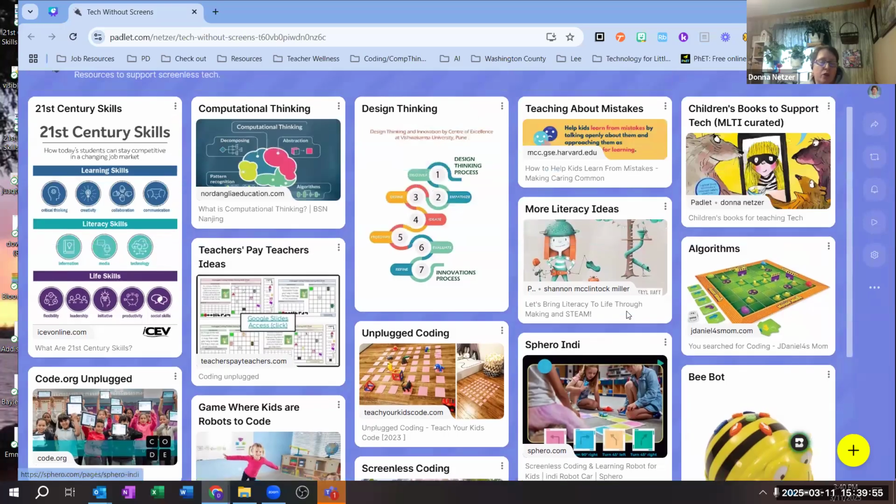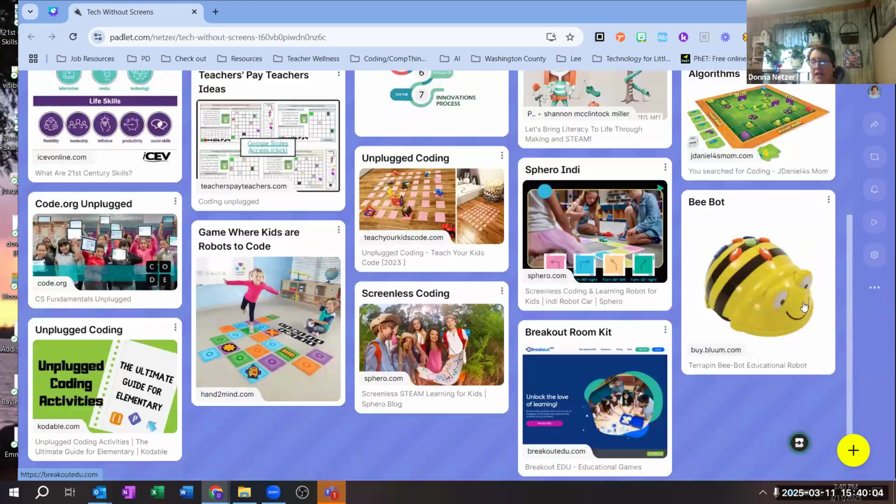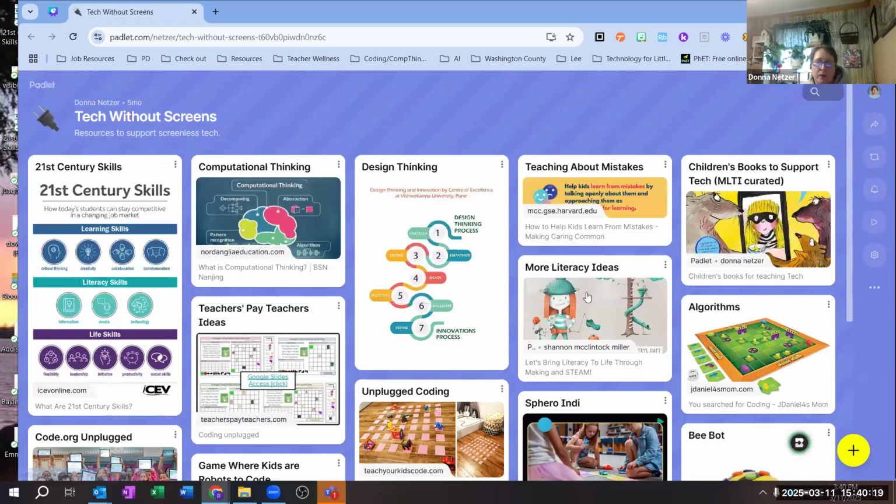There are different tools for having a device but not having it on a screen. I've taken the Bee-Bots, which is very simple, it looks like a bee, just like in the picture. You can make it go forward or backwards, turn right, turn left. Very simplistic, but it gets at that mindset. So if there are opportunities for that, there are also breakout rooms like escape rooms.